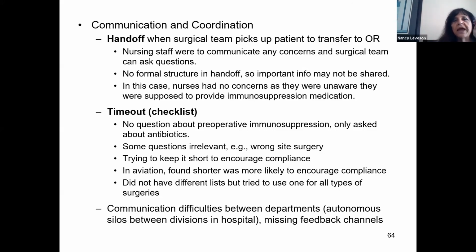Communication and coordination, the handoff, the timeout, all these things, I talked about them briefly. We're running out of time, so you can read them. There were communication difficulties between the departments. There are these autonomous silos between the divisions in the hospital, and missing feedback channels or communication channels between them need to be fixed. That's something we can do that won't just prevent a problem with immunosuppression in the future, but will hopefully prevent hundreds of adverse events in the future.